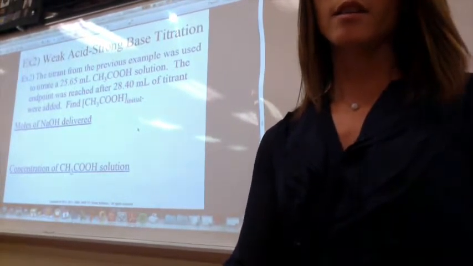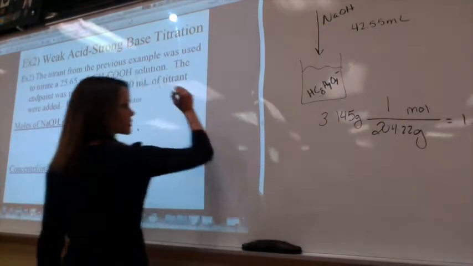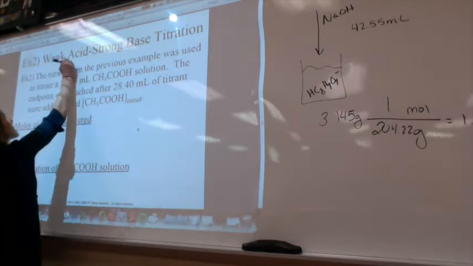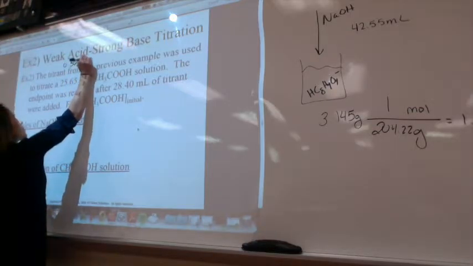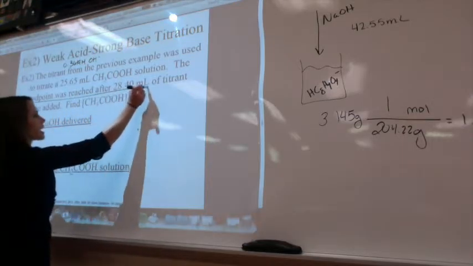Okay, so now we're going to look at the actual titration of a weak acid with a strong base. It says the titrant from the previous example, I'm just going to jot that down, that was the 0.3619. Is that what it says? That's what we're using. It was used to titrate, in our beaker, acetic acid. We know that is weak, right? So now we have to recognize we're doing a weak acid with a strong base titration. We put in 25.65 milliliters of this, and then the endpoint was reached at this volume.